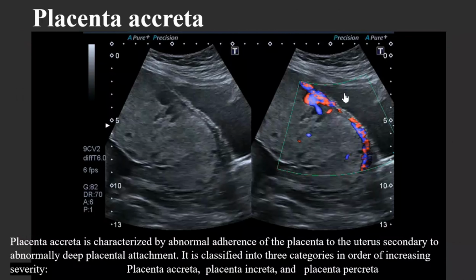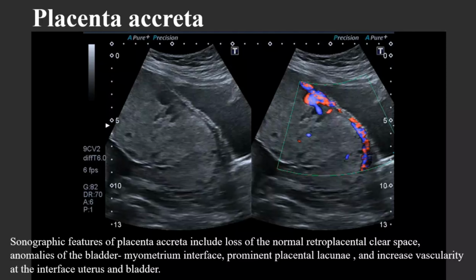And now we are going to discuss placenta accreta. Placenta accreta is characterized by the abnormal adherence of the placenta to the uterus, secondary to abnormally deep placental attachment, and it is classified into three categories in order of increasing severity: placenta accreta, placenta increta, and placenta percreta.